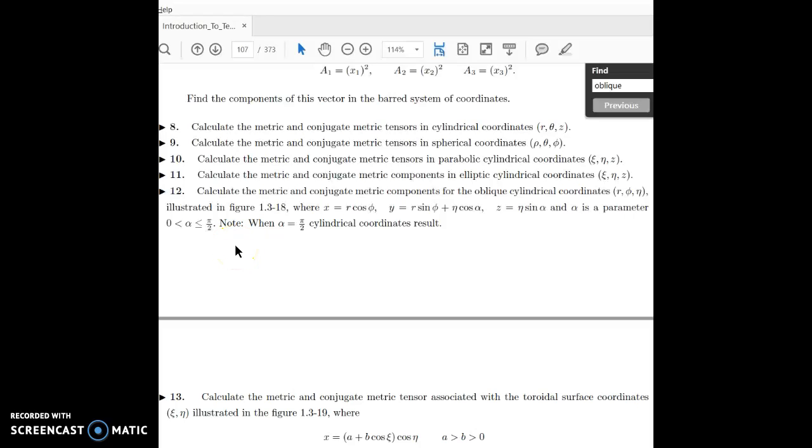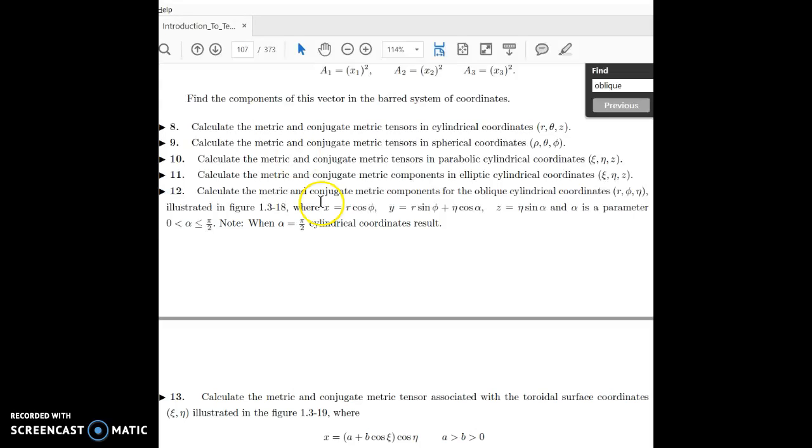Okay, hello. In this screencast, we will solve this problem, which is number 12. Calculate the metric and conjugate metric components for the oblique coordinate, cylindrical coordinates of r, phi, and eta, where x is r cos phi, y is r sine phi plus eta cos alpha, and z is eta sine alpha. Alpha is a parameter going from 0 to pi over 2. And they say when alpha equals pi over 2, we basically have cylindrical coordinates.